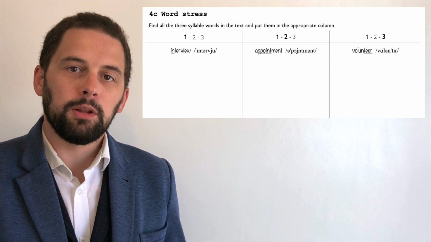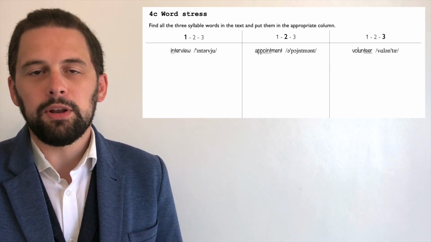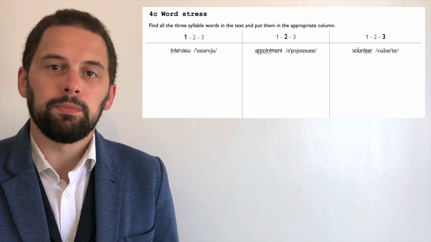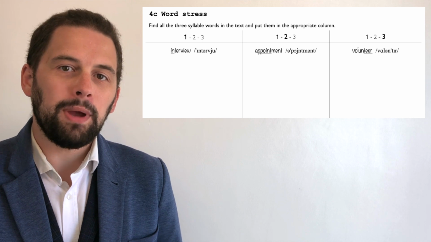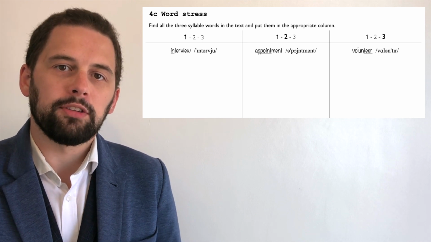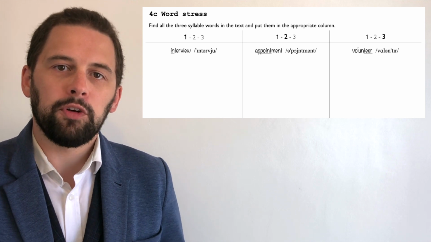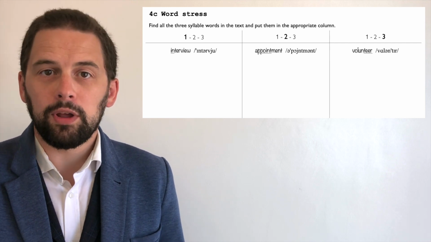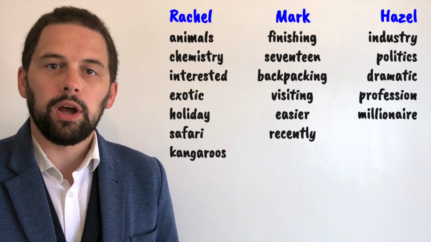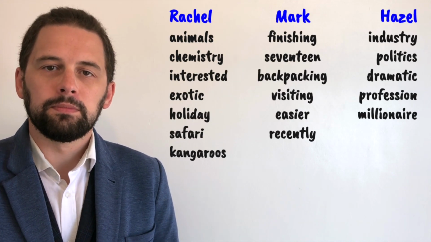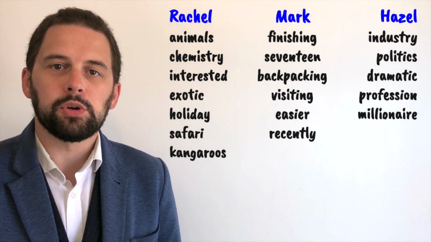So if it's on the first syllable, it goes in the left-hand column. If it's on the second syllable, it goes in the middle column. And if it's on the final syllable, then it goes in the last column. I can tell you that not many words have final syllable stress when it's 3 syllables. So most of the words go in the first column, some of them go in the middle column, and not very many go in the final column. These are all of the words that you need to put in the columns. Try to say them out loud to yourself, and then your teacher will help you during the lesson.